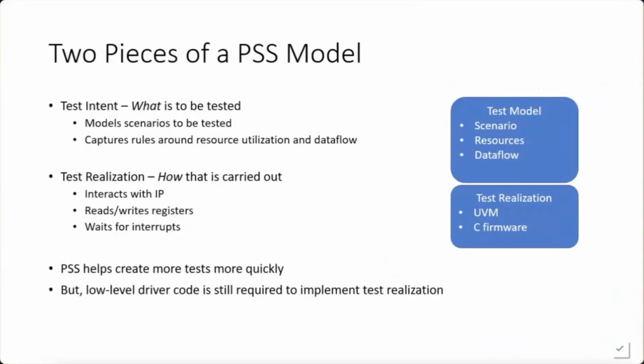Now, in looking at PSS, it's important to realize that there really are two key parts to a PSS model. There is the part that describes the test intent. What is it that we're testing? What's the high-level picture? This is where we have actions that capture the big picture for behavior and resources and data flow that really capture the rules around how those actions can relate.